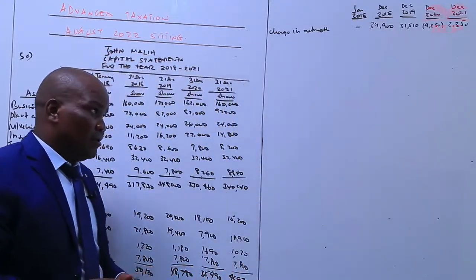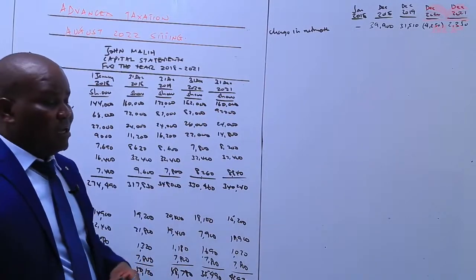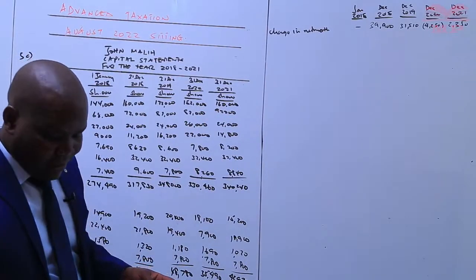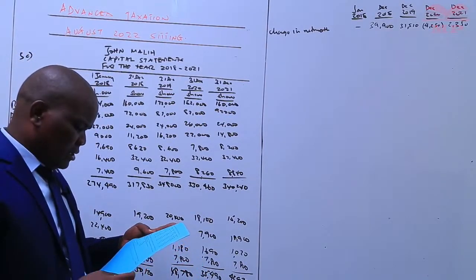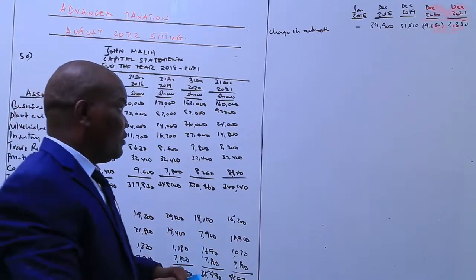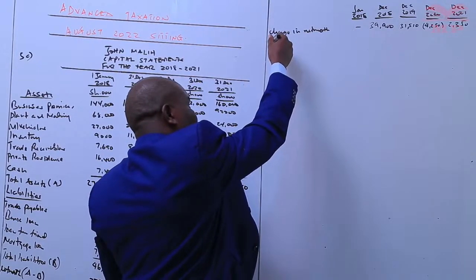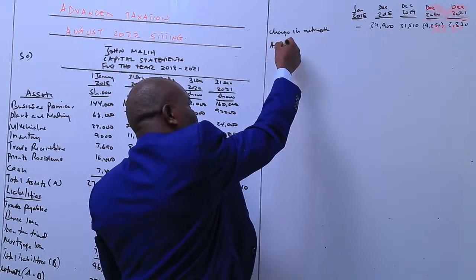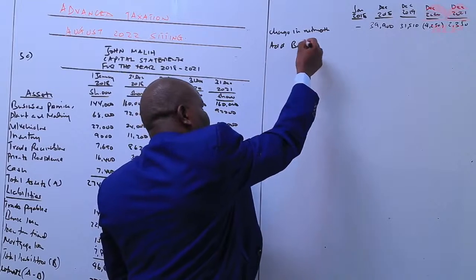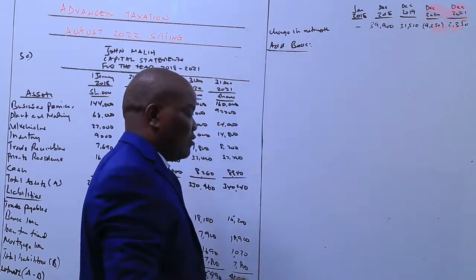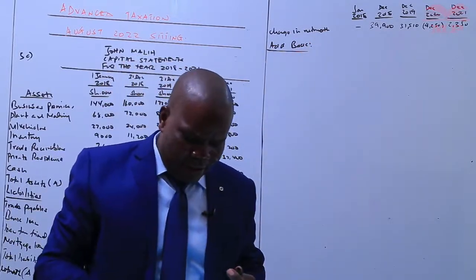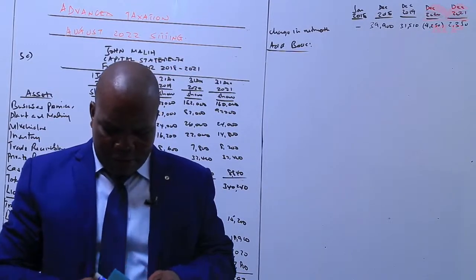The next step now is to adjust the profits made during the year. That is where we shall use the additional information. So we move to adjustments. First we add back whatever should be added back, then we deduct whatever should be deducted. So move to information 3.